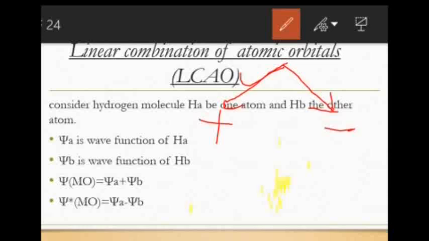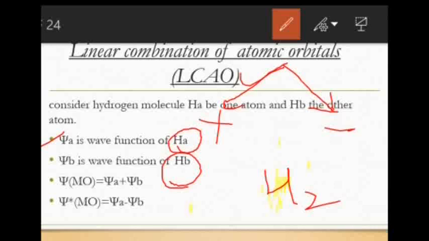If 2 atoms of hydrogen combine to form a hydrogen molecule, let us consider that one atom of hydrogen is Ha and the other atom of hydrogen is Hb. As we all know that atoms and molecules can behave as particle nature as well as wave nature. Let us consider that psi A is the wave function of Ha and psi B is the wave function of Hb.